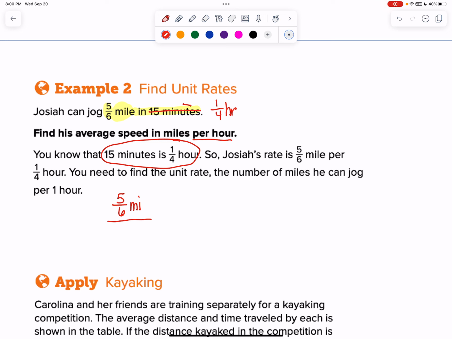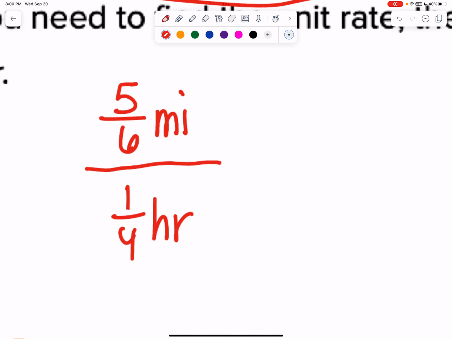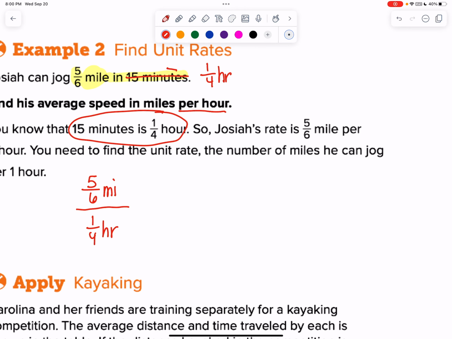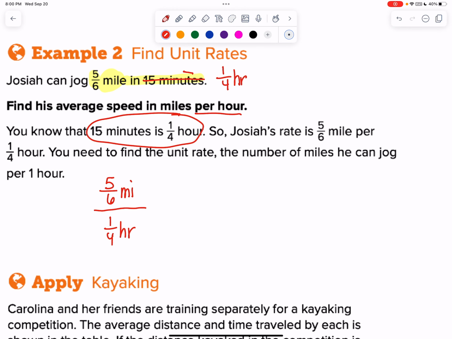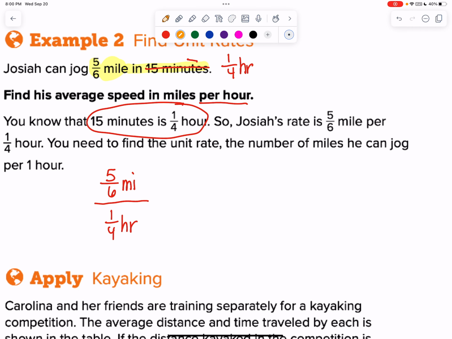So 5/6 miles over 1/4 hour. And don't get too freaked out about this. This is a complex fraction, when you have a fraction over a fraction. Okay, and that's completely fine. It functions the same way as any other whole number. Okay, so let's go ahead and set this up. We want to find the unit rate, which means over 1, to figure out how many miles per hour instead.